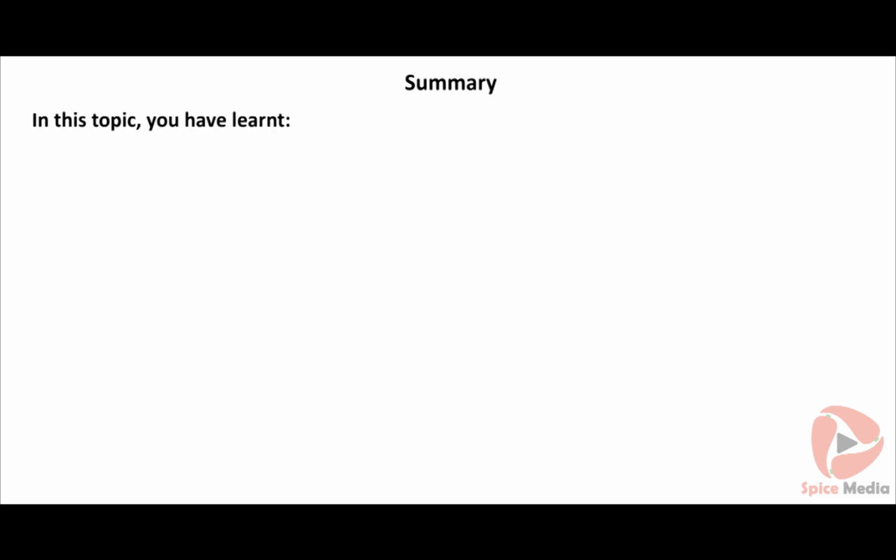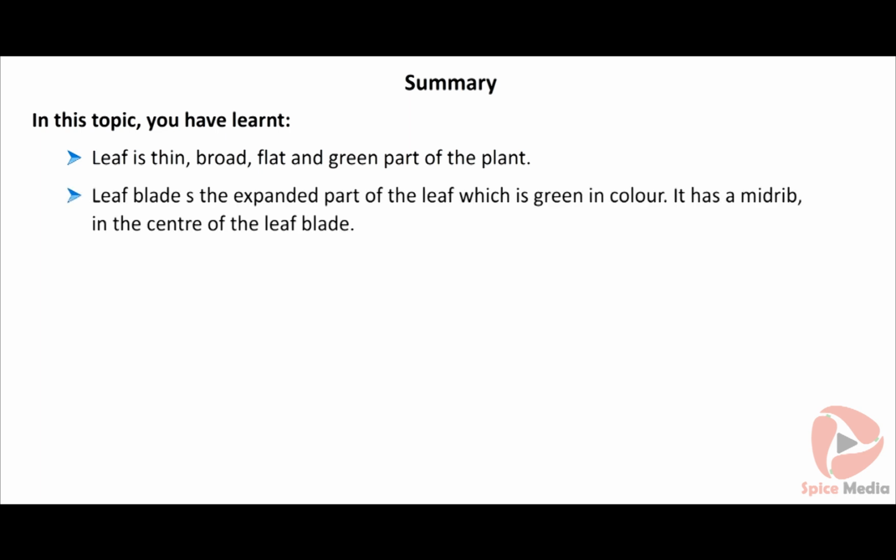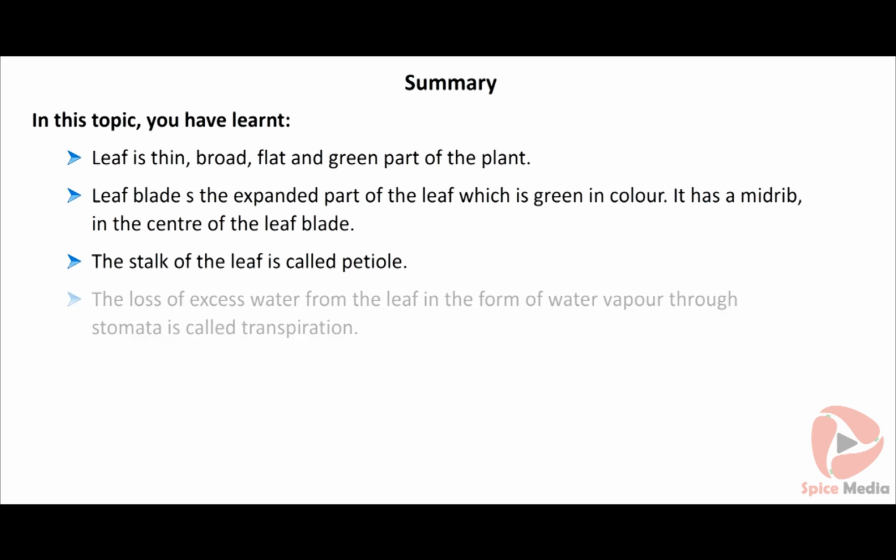In this topic, you have learnt leaf is the thin, broad, flat and green part of the plant. The leaf blade is the expanded part of the leaf which is green in color. It has a midrib in the center of the leaf blade. The stalk of the leaf is called petiole. The loss of excess water from the leaf in the form of water vapor through stomata is called transpiration.